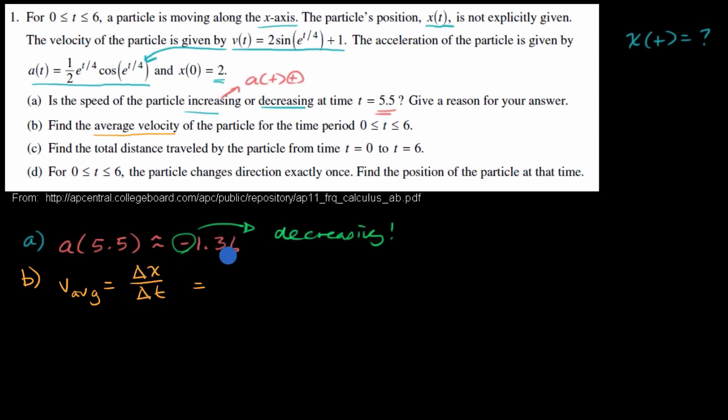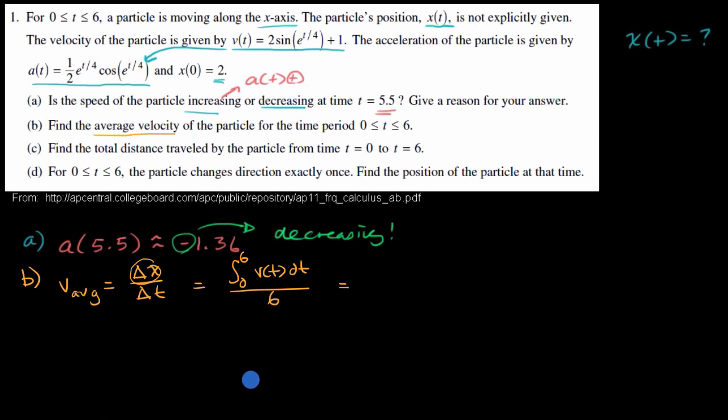Well, our change in position, they didn't give us the position function, but we can figure out the change in position by taking the integral of the velocity function. So we're going to take the integral over that time period from t equals 0 to t equals 6 of v of t dt. And then what is our change in time? Well, our change in time is 6. And so we're going to divide it by 6.